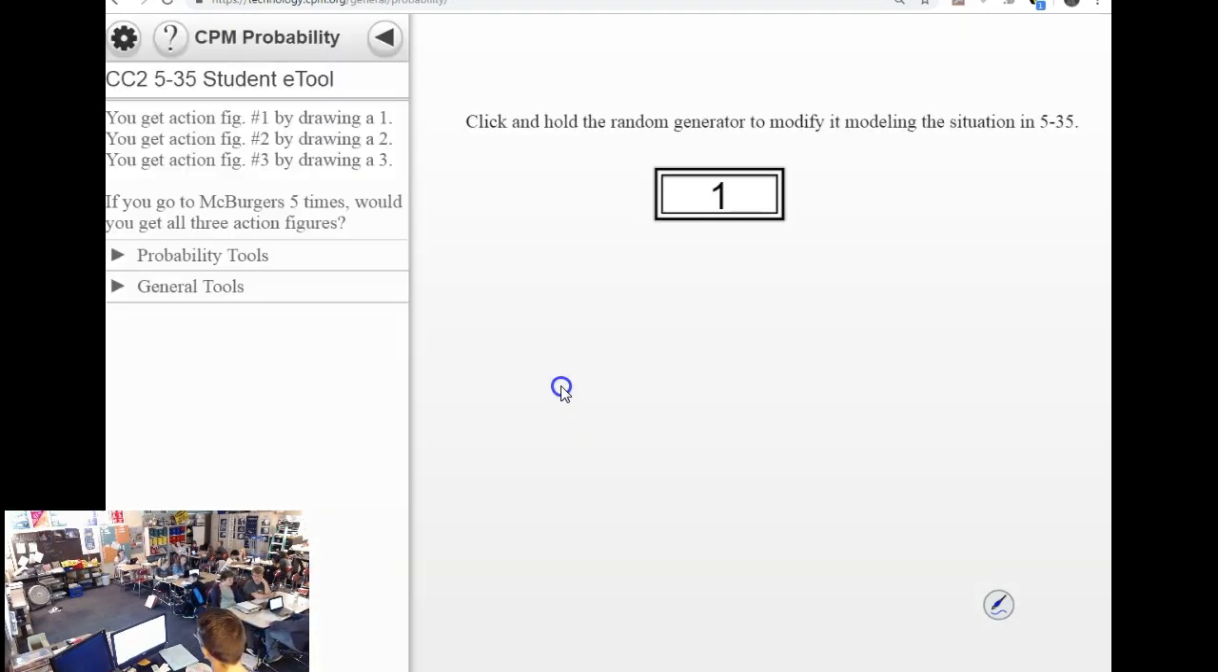So go to the e-tool. But now we need to modify this to help us determine the likelihood that we get all three different toys in our 5 trips. So I want you and your partner to talk about this. How do you think we're going to modify this to work for this situation? And there's some instruction on the left side, but I want you to give this a shot.